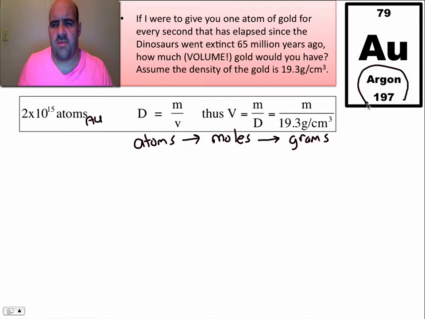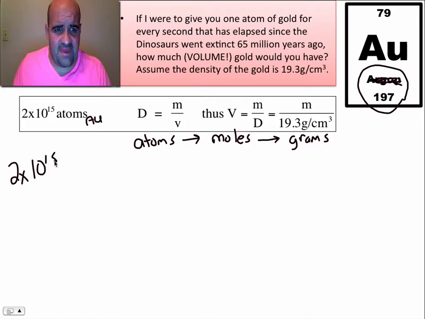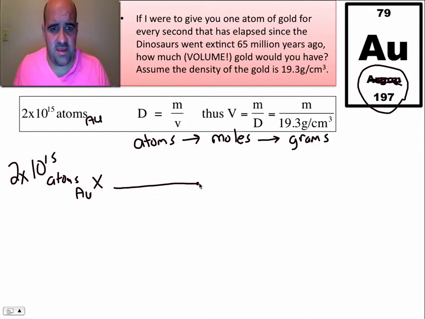And I have argon written up here. I made a little boo-boo there. This should be gold, of course. So we have 2 times 10 to the 15th atoms of AU, or gold. And I'm going to multiply this. And I need to use Avogadro's number.